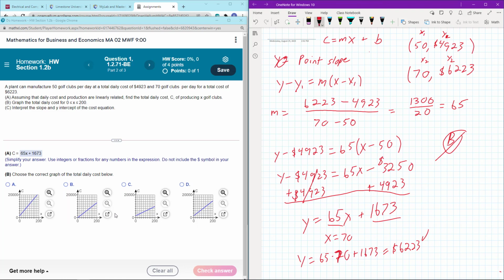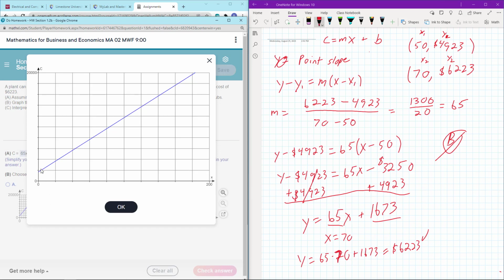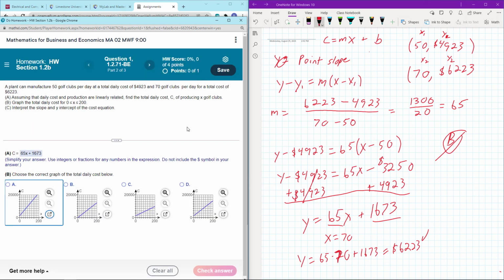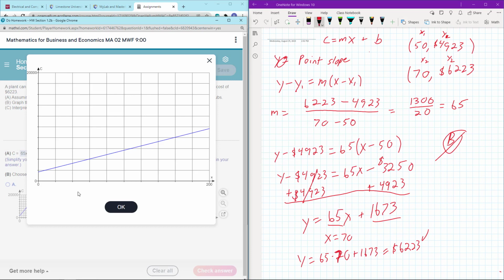Okay, what about A? Well, let's take a closer look at A. First let's count the divisions. We have 1, 2, 3, 4, 5, 6, 7, 8, 9, 10 divisions. So this is 2,000, 4,000, 6,000, 8,000, 10,000, 12,000, 14,000, 16,000, 18,000, 20,000. So this right here is just below 2,000. So that actually might be the right mark right there. Let's take a look at C. C, once again, probably has the correct intercept. What about D? Well, D also has the correct intercept.